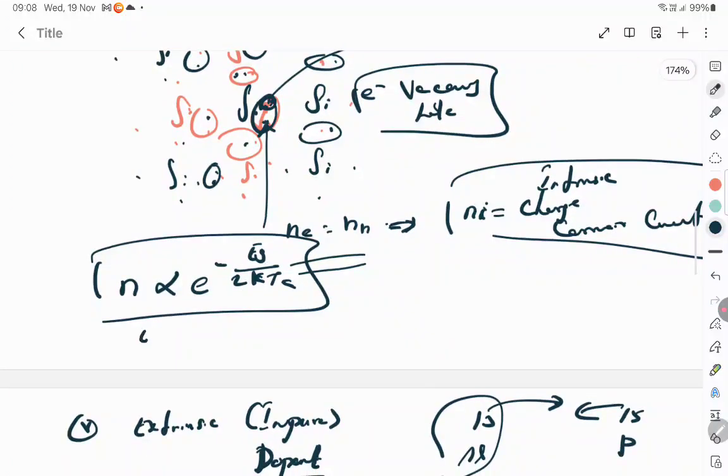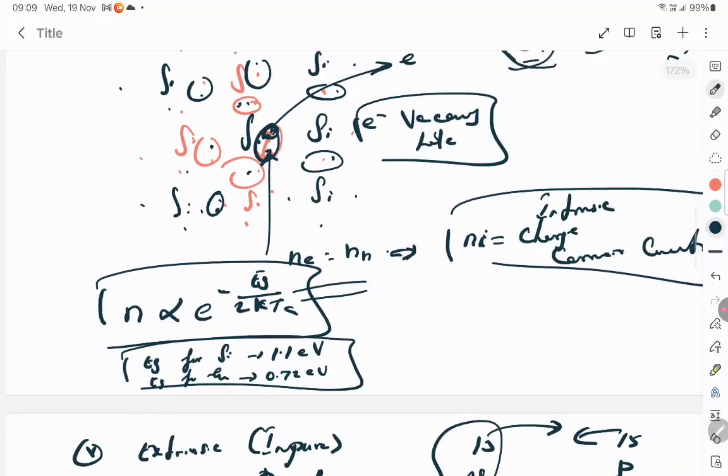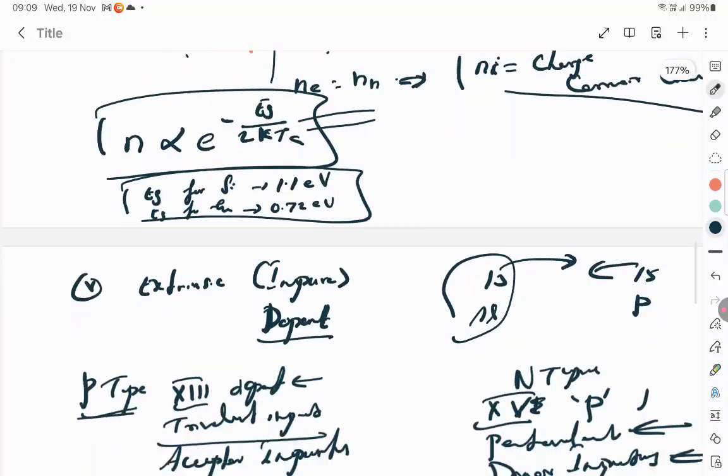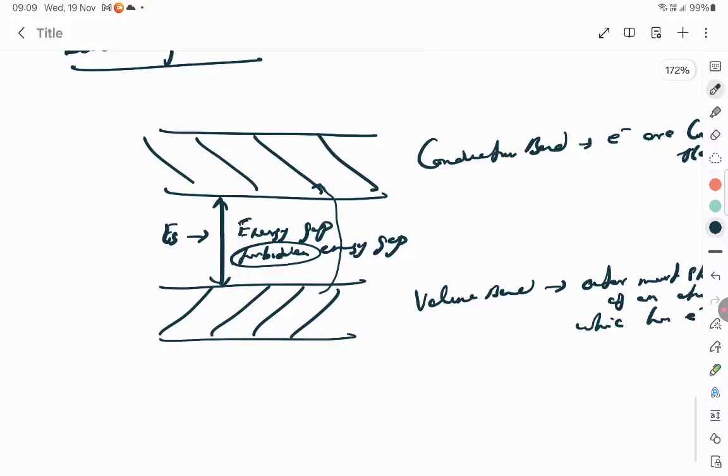The Eg for silicon is 1.1 electron volt, and Eg for germanium is 0.72 electron volt. This is the energy gap generally for silicon and germanium. You can also write a note on this. So coming back here, you know that this is the forbidden energy gap. This much energy is required for the electron to jump from the valence band into the conduction band.